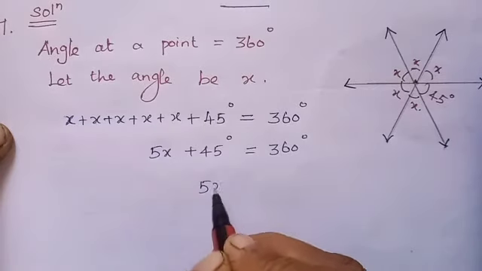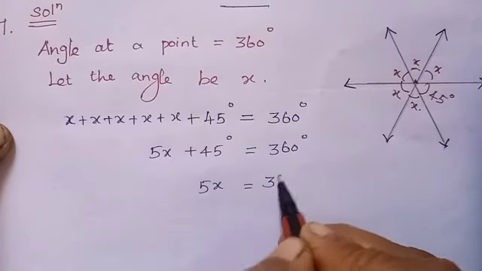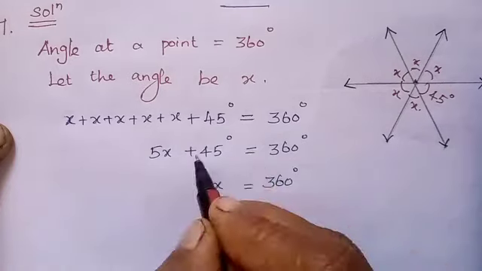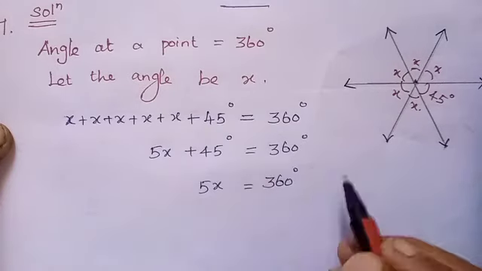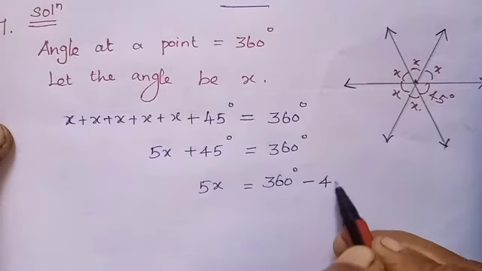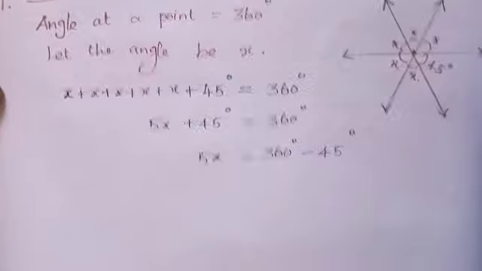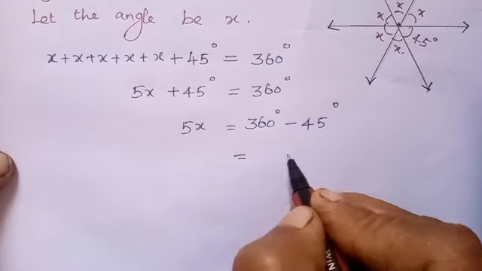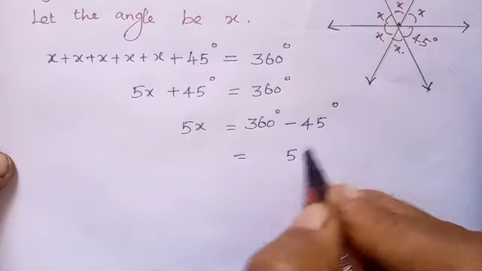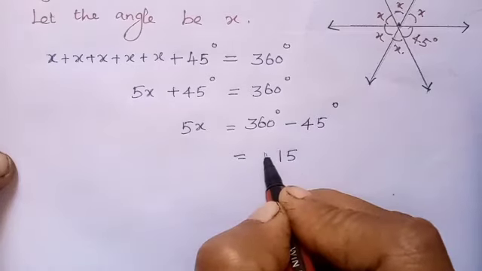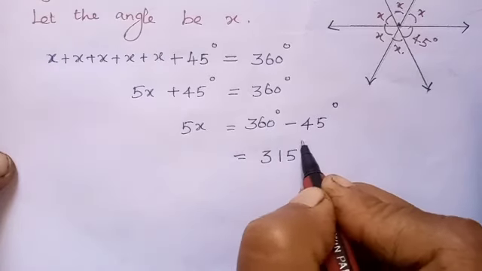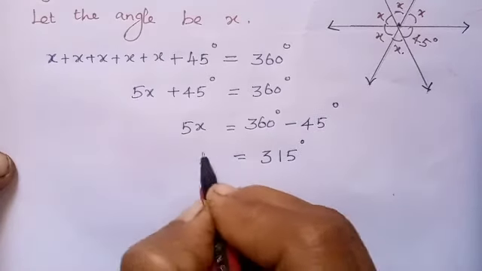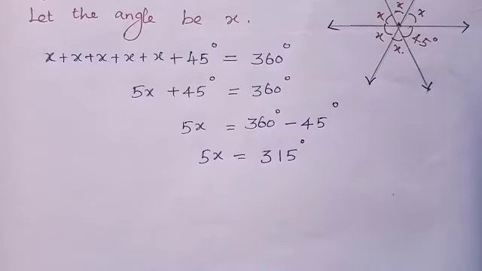So 5x equals what? 360 plus 45. When you shift it to the right side, it changes into minus 45 degree. When we subtract these two numbers, we get the answer. Subtract it: 10 minus 5, 5. 5 minus 4, 1. 315 degree. 5x equals 315.